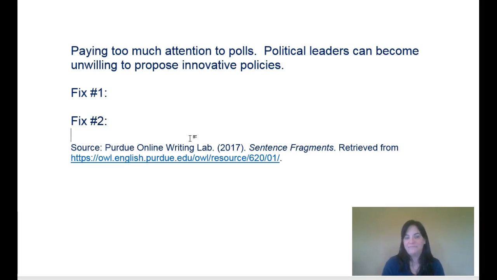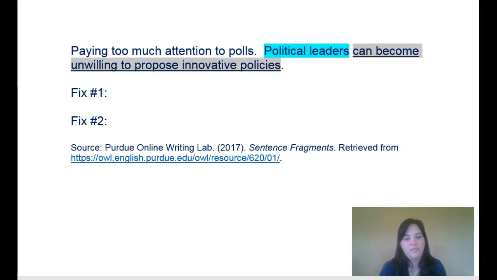Pause now. Okay, so welcome back. So here we had paying too much attention to polls and political leaders can become unwilling to propose innovative policies. In our first sentence, we have paying too much attention to polls. Well, we have a verb, paying too much attention. We don't have a subject. We don't know who's paying too much attention, so that must be our fragment. Our second sentence, we have the subject, political leaders. And then our predicate is, can become unwilling to propose innovative policies.